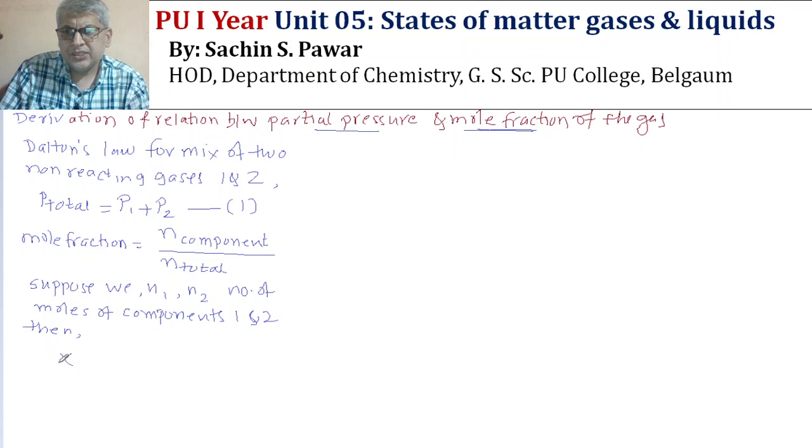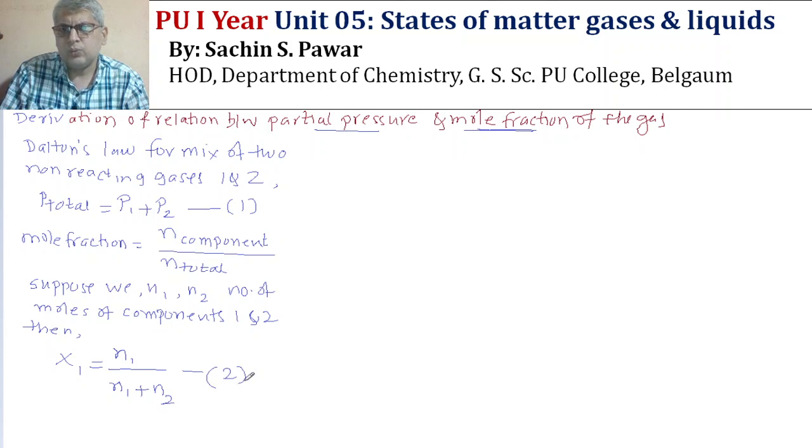Then the mole fraction of the first component will be equal to the number of moles of that first component divided by the total number. Since there are only two gas particles here, the total number of moles will be the number of moles of the first gas plus the number of moles of the second gas. This is equation number 2. So I have got the mole fraction of the first component as N1 upon N1 plus N2.